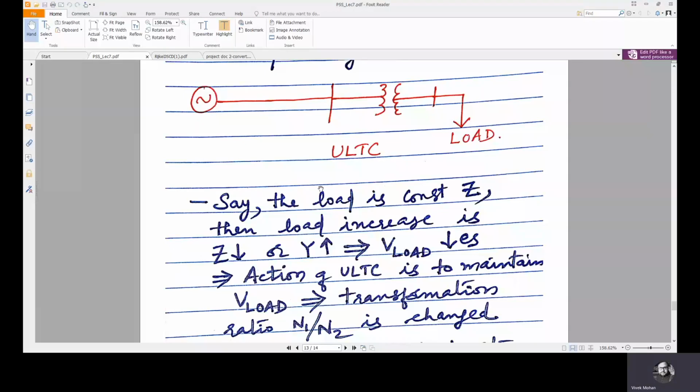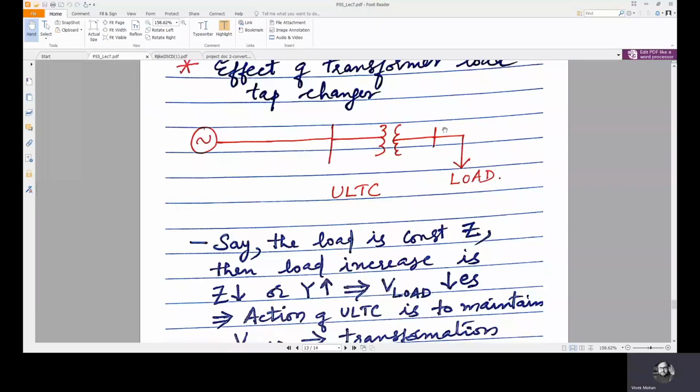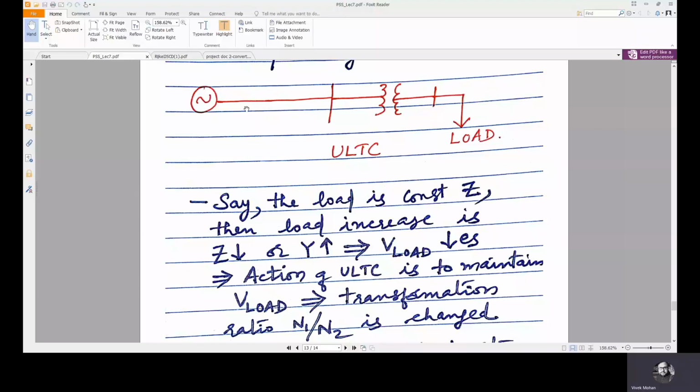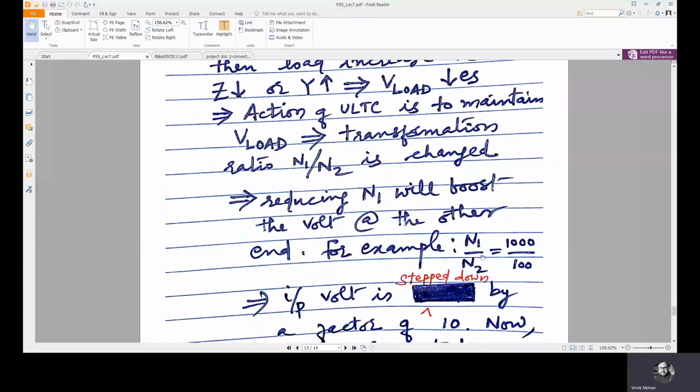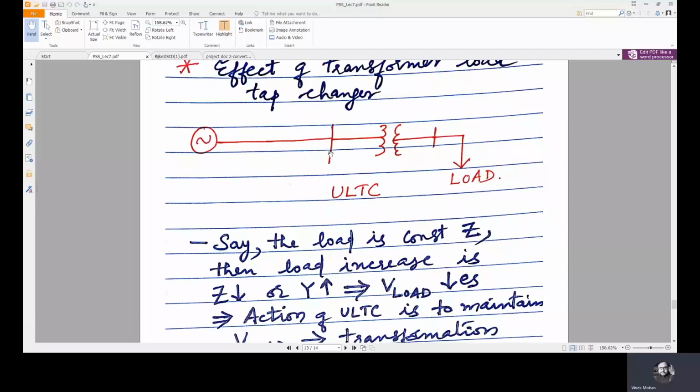Now we'll see what is done. The action of ULTC is to maintain this V load, right? If there is increased current, there is increased drop. This increased drop will definitely reduce the voltage at this point, but this reduction will not reflect here. For that, we will change the turns ratio at the ULTC. Reducing N1 will boost the voltage at the other end. Suppose initially N1 by N2 equals 1000 by 100, which means the input voltage is stepped down by a factor of 10.